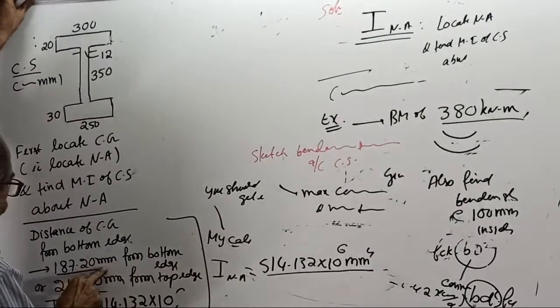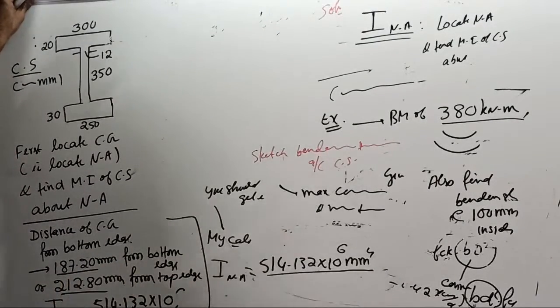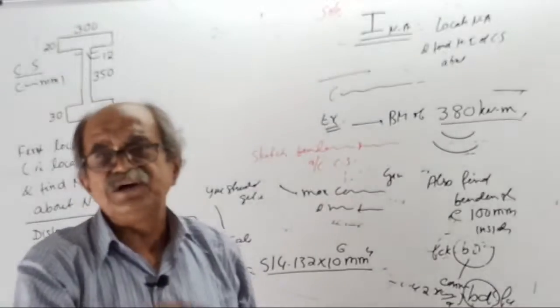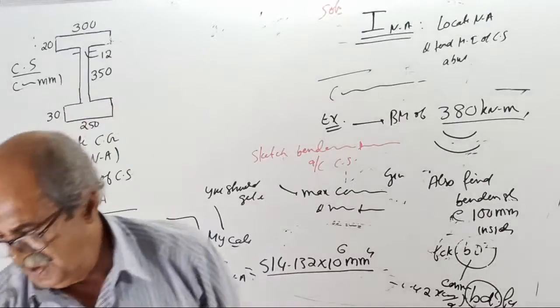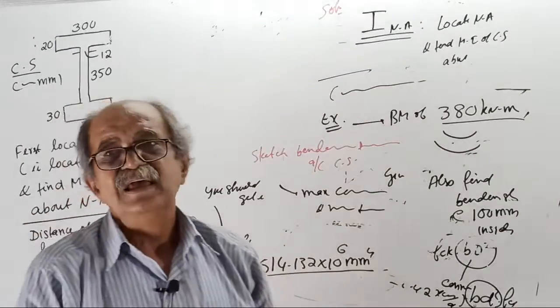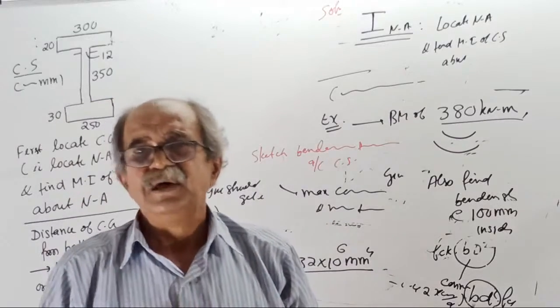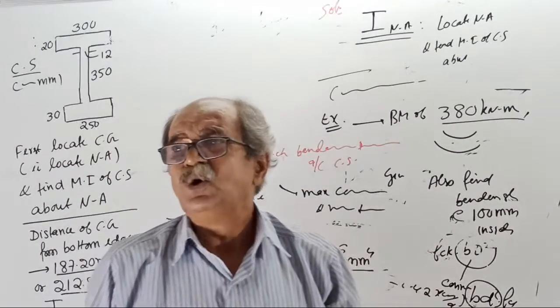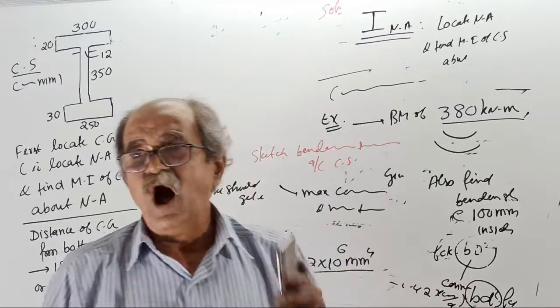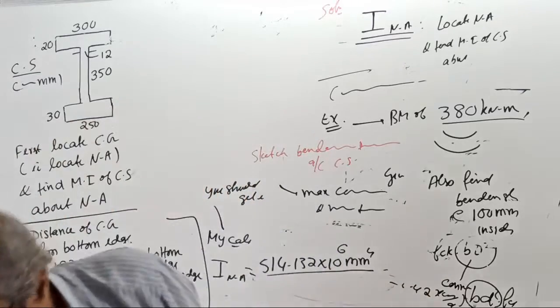See, from the bottom fiber, I got 187.2. From the top fiber, 212.8, and I got the I here. I want confirmation from you that these are correct values. This I calculated before the class. Before clicking go live, I took the calculator and got the value to save time.